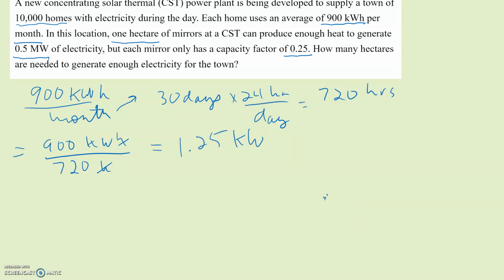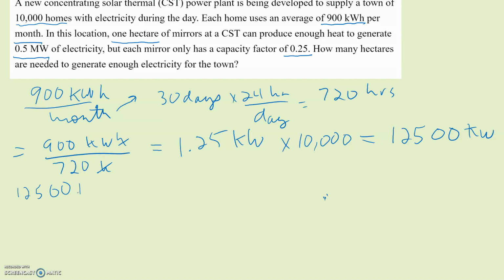1.25 kilowatts is the rate that people used power, and there were 10,000 homes. So that means 12,500 kilowatts. Now we're going to need to figure out how many megawatts this ends up being. Well, the easiest way I can do this without making a mistake is to convert kilowatts to watts, and then from there to megawatts.